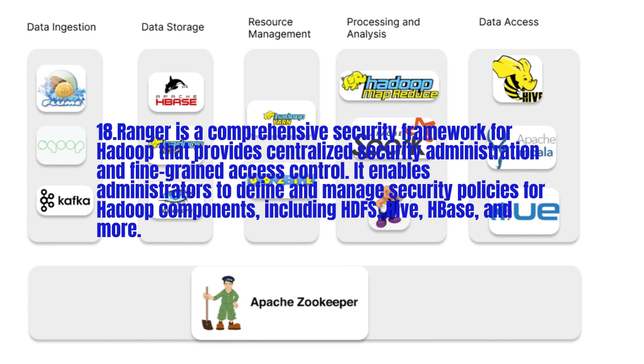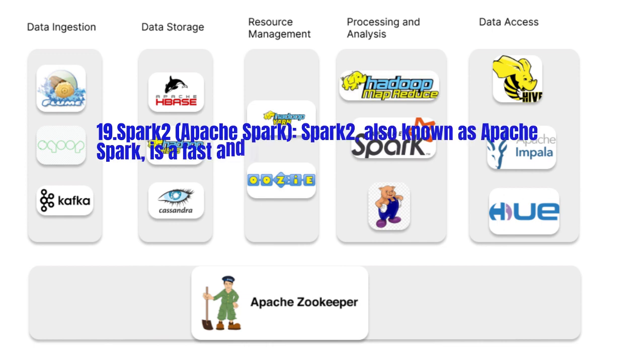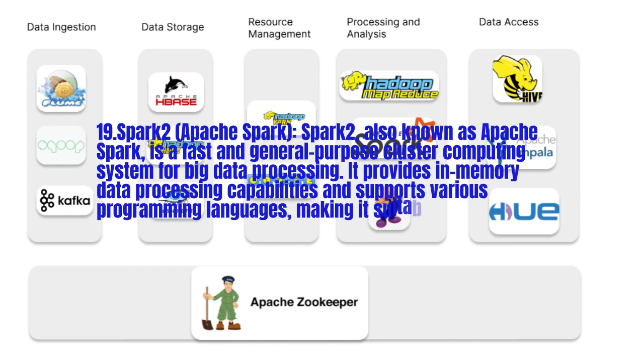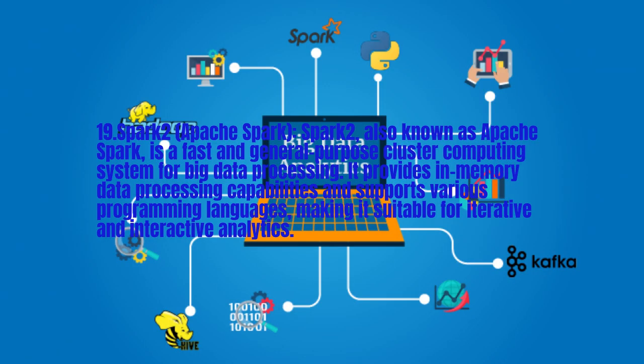The Spark 2, Apache Spark. Spark 2, also known as Apache Spark, is a fast and general-purpose cluster computing system for big data processing. It provides in-memory data processing capabilities and supports various programming languages, making it suitable for iterative and interactive analysis.